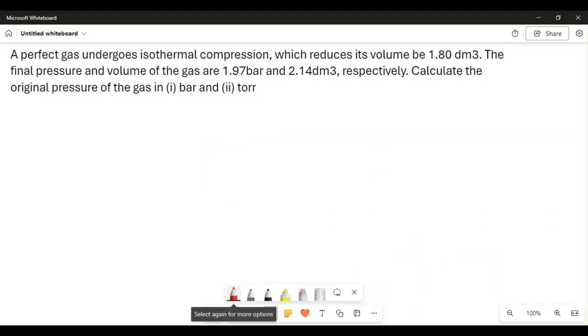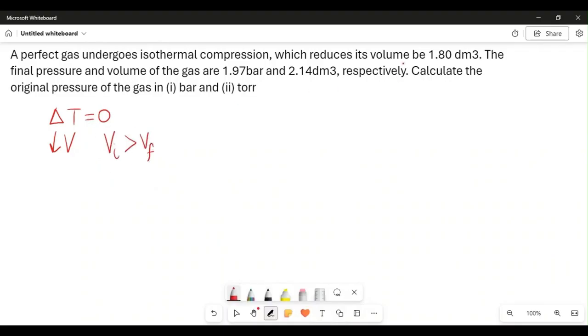Today we're going to be working on the physical chemistry question that says a perfect gas undergoes isothermal compression, which reduces its volume by 1.8 dm cubed. So from the first sentence, we know that it is an isothermal compression, meaning the change in temperature is zero because isothermal means constant temperature and compression means a reduction in volume. So the volume is going to decrease, meaning the initial volume, the volume at the beginning, is greater than the final volume.